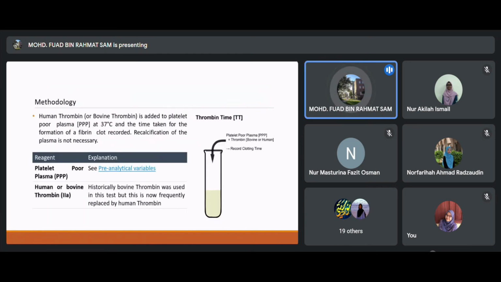Okay. So the methodology for the thrombin time, TT, human thrombin or bovine thrombin is added to platelet poor plasma, PPP, at 37 degrees, and the time taken for the formation of fibrin clot is recorded. And then recalcification of the plasma is not necessary. So berbeza dengan PT and APTT, the reagents that are involved in order to perform the PT and APTT lebih banyak lagi. But thrombin time is very simple, which involves the human or bovine thrombin.